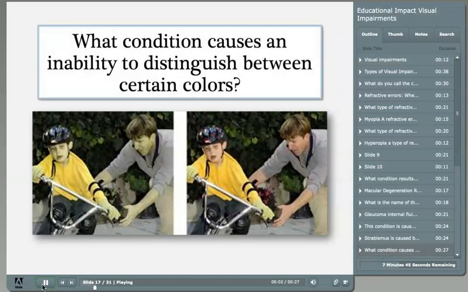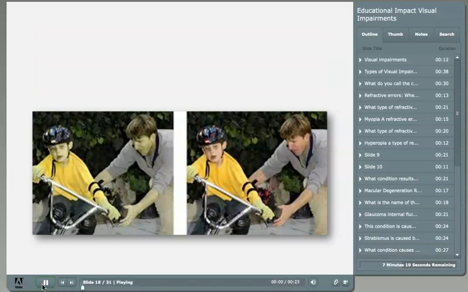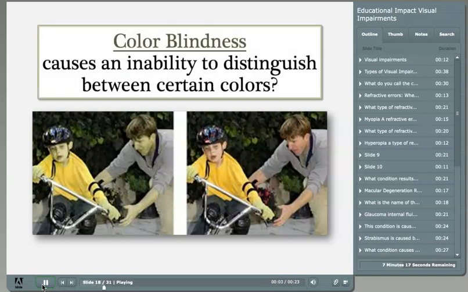What is the condition that causes an inability to distinguish between certain colors? As you can see on the slide, the picture on the right portrays normal vision, and the picture on the left portrays a difficulty distinguishing colors. The answer is color blindness, and again, the severity can be variable.